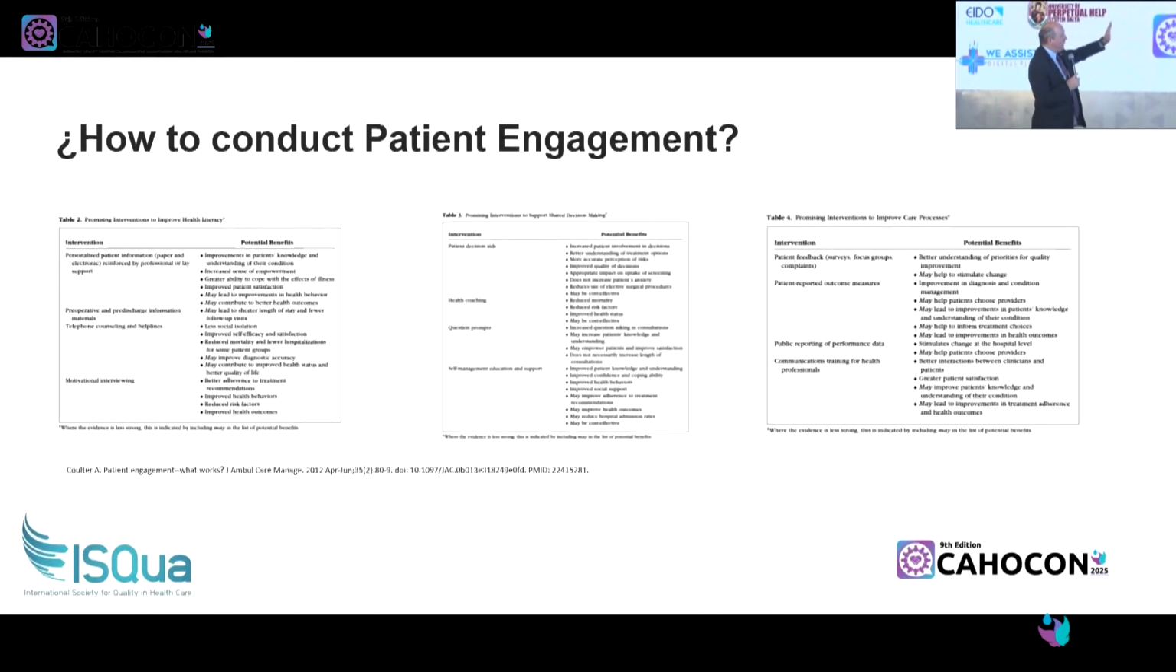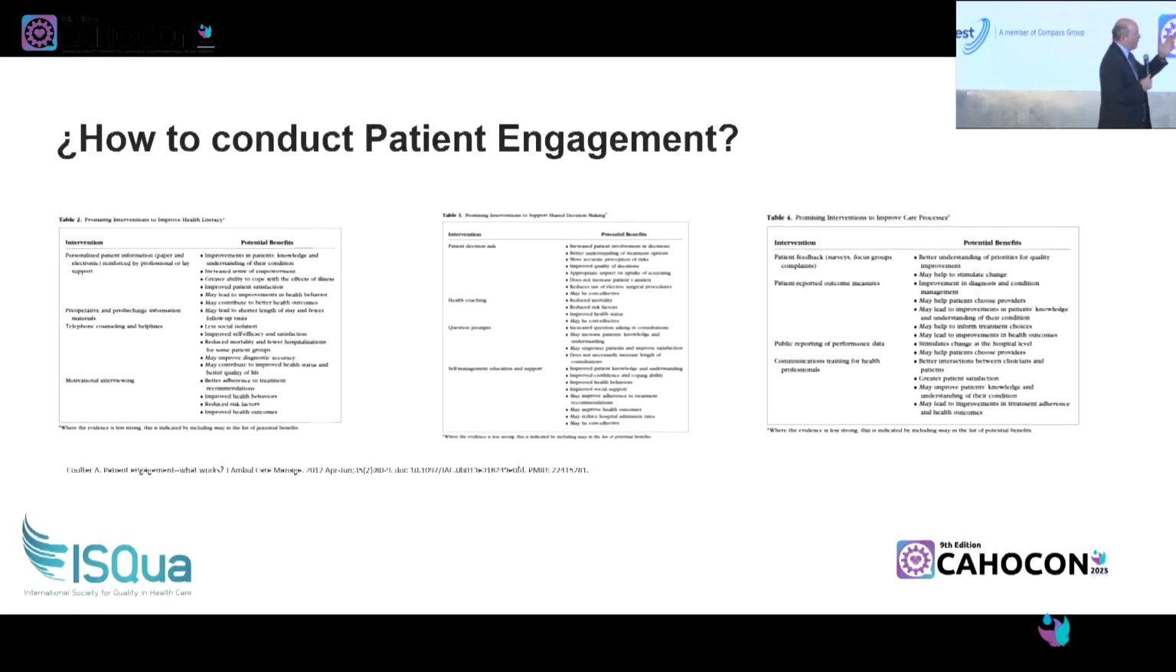Here, for your reference later, as I understand the slides will be available to you, are three tables that describe the domains of patient engagement. One is health literacy, how we can help patients and families to understand the process of care. The other one is shared decision making, because if we don't help patients and families to contribute to decisions, things will continue the same.